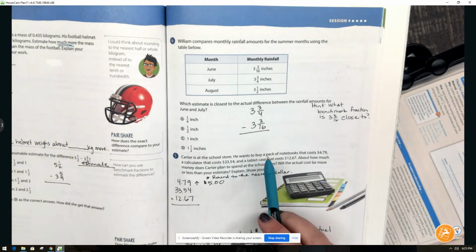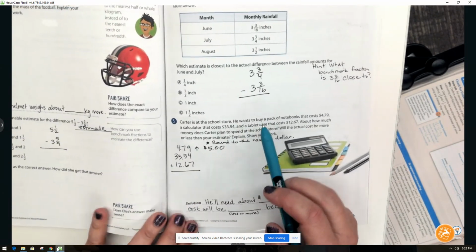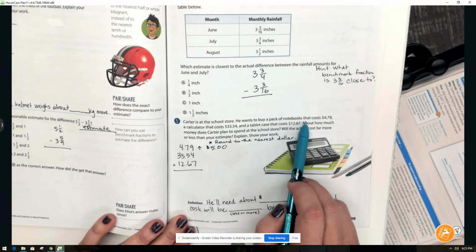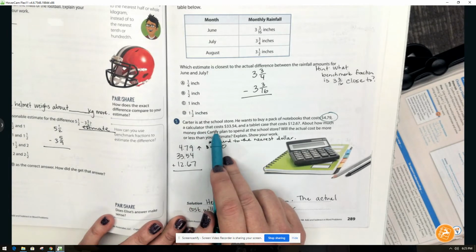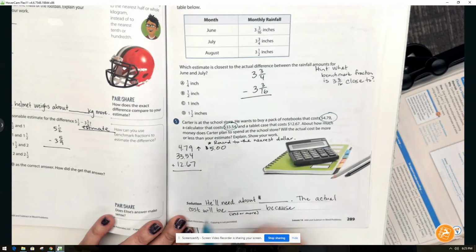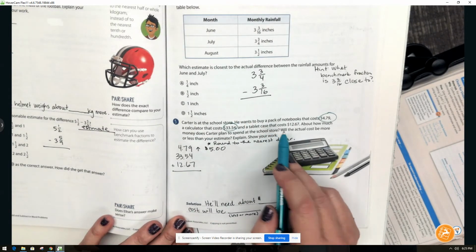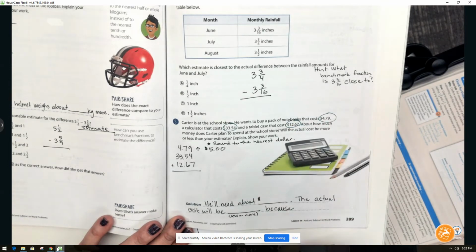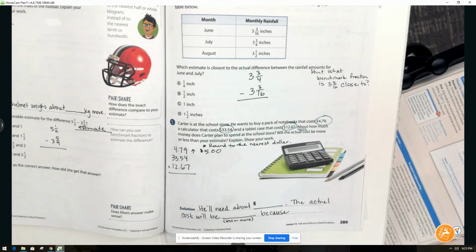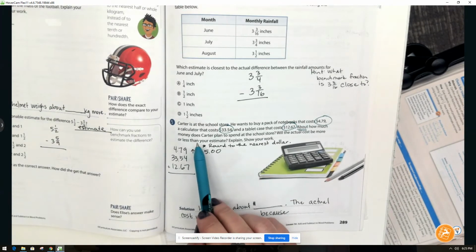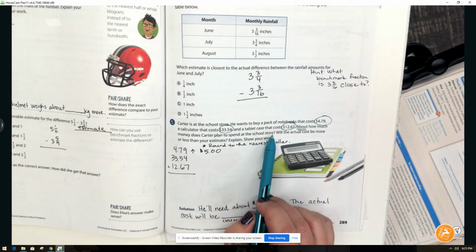For number 5, it says Carter is at the school store. He wants to buy a pack of notebooks that cost $4.79, a calculator that cost $35.54, and a tablet that cost $12.67. About, so not actually, but about how much money does Carter plan to spend at the school store?